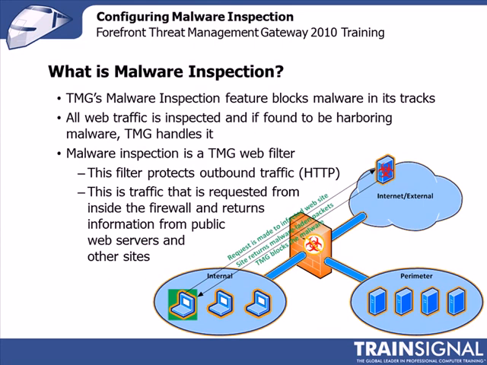Now, outbound traffic is traffic that is requested from inside the firewall and returns information from public web servers and other sites. In the diagram in the lower right-hand corner, you can see that three things happen. First of all, a request is made to an infected website from the little green computer that you see. The site then returns malware-laden packets, but Threat Management Gateway will block that traffic as long as that laptop hasn't simply been carried inside the firewall.